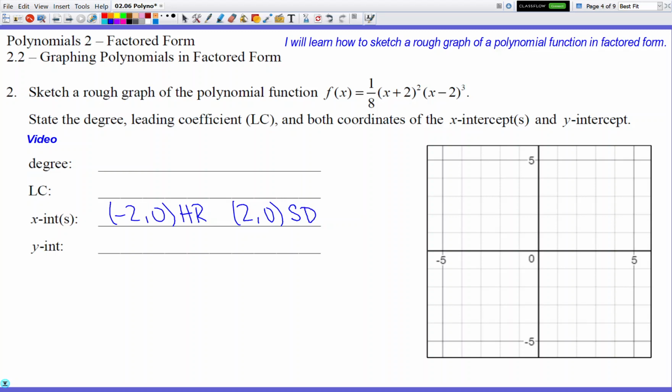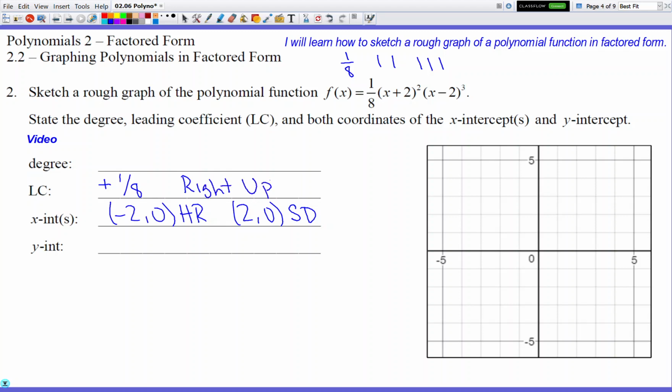So let's see, what are all my numbers in front of the x's? So I got 1/8, I got a 1, I'm going to write the 1 twice because it's squared. Then I got a 1 over here, I'm going to write that one 3 times because it's cubed. So 1/8 times 1 times 1 times 1 times 1 times 1, which is just going to be positive 1/8. And because I have a positive LC, that means my right side is up.